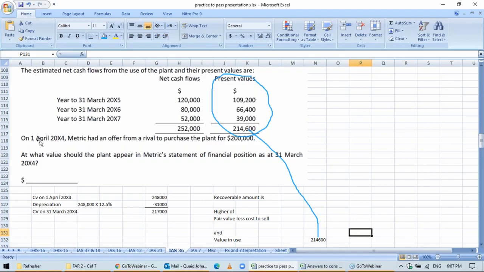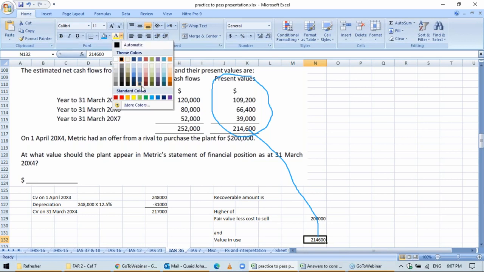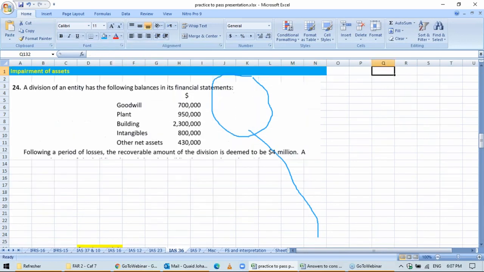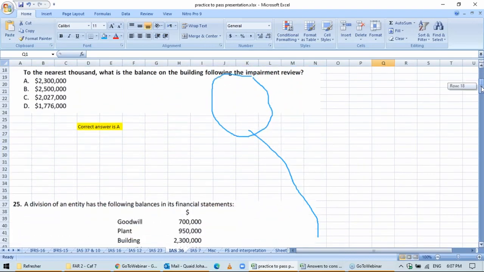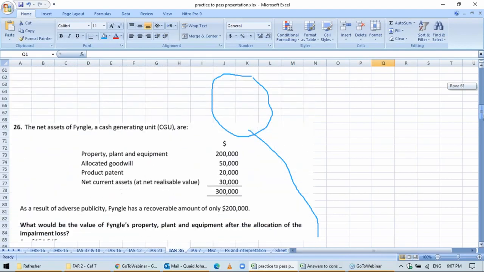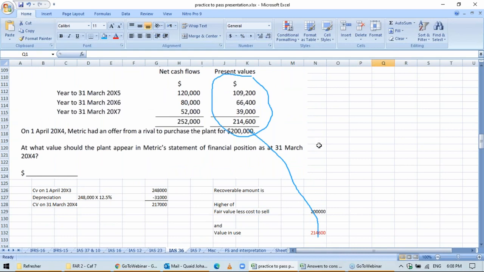And further it says that on 1 April 2004, Matrix had an offer from a rival to purchase the plant for 200,000. So maybe its fair value is 200,000. Now what's the higher amount? The higher amount is 214,600. So the recoverable amount is 214,600 in here. So I am shading it as red. Okay, so the recoverable amount is found to be 214,600.